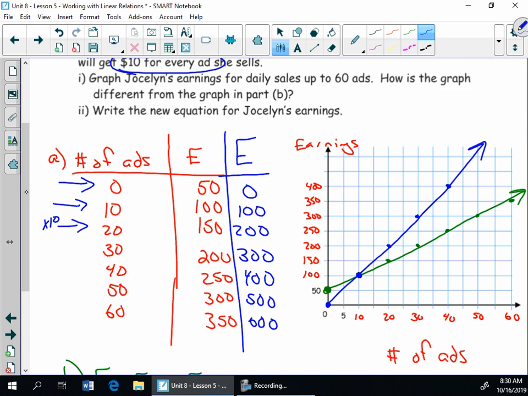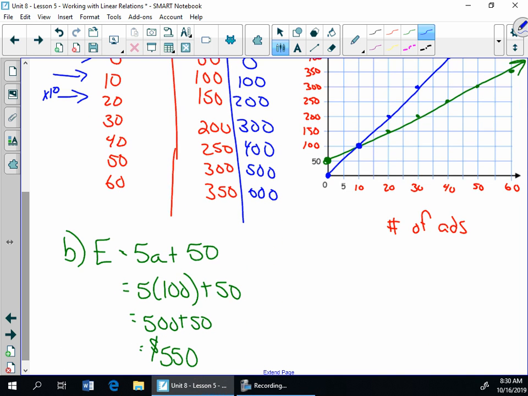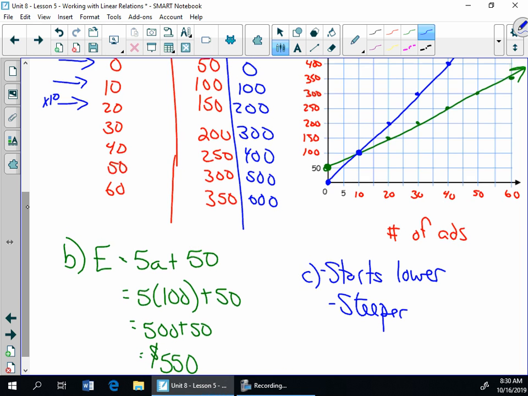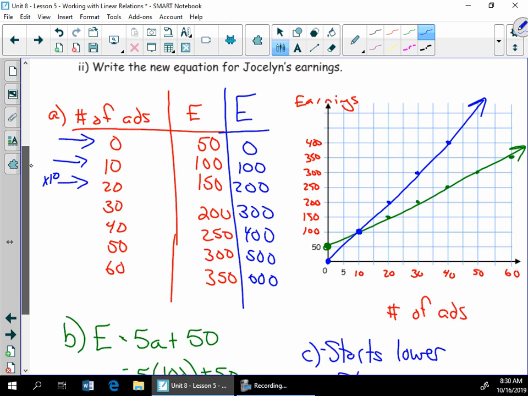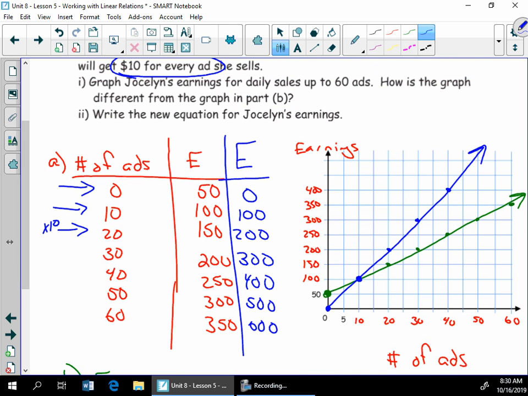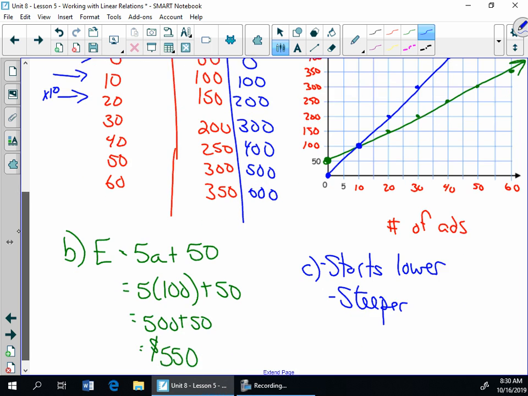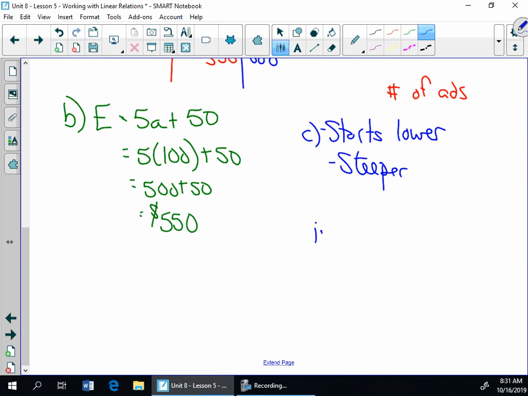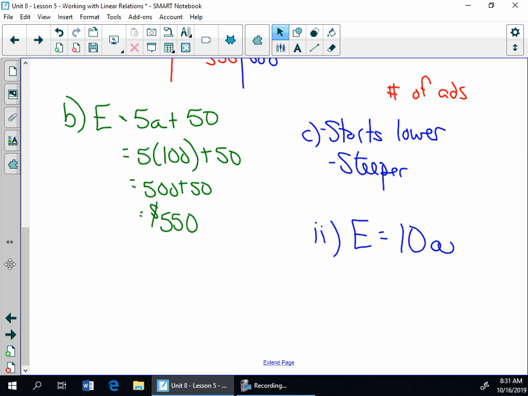Well, if I was describing it, I would say it starts lower. We're starting at 0 this time instead of 50. And to me, it looks steeper. It's going up at a sharper angle, which makes sense, getting paid at a bigger rate. And the bigger the rate, the steeper the line. Okay, last part, write the new equation. We can do that. Okay, her earnings are $10 for every ad. That's what we did to make the table, right? Same idea, just write it as an equation.